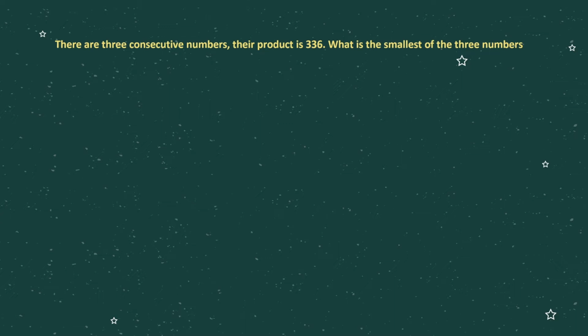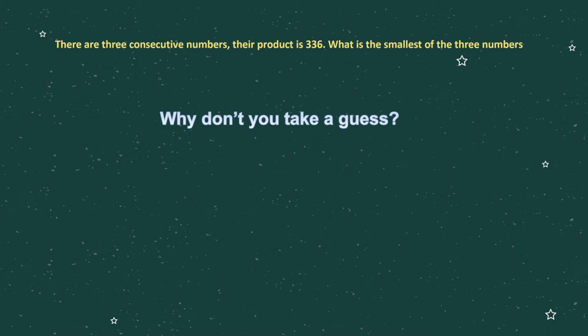Now, you might not even know how to start this problem. If you know algebra, you might be tempted to try algebra. If the first of the three numbers is x, then we can say that x times (x plus 1) times (x plus 2) equals 336. But even if you know algebra, this equation is not a straightforward one to solve. So, are there any other ways?